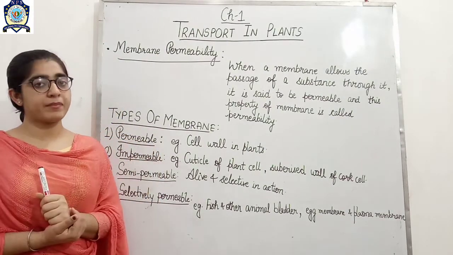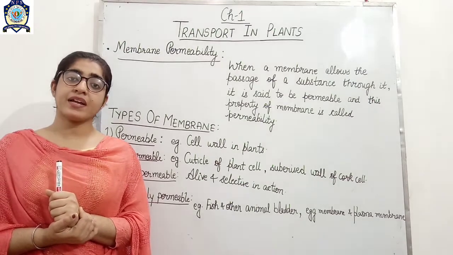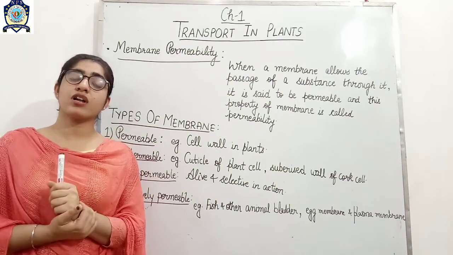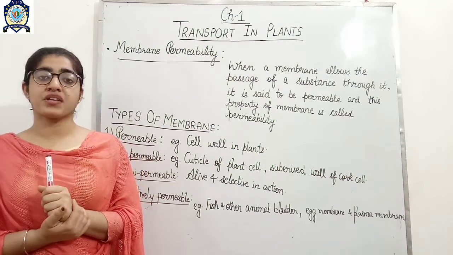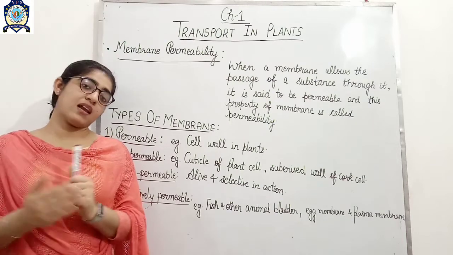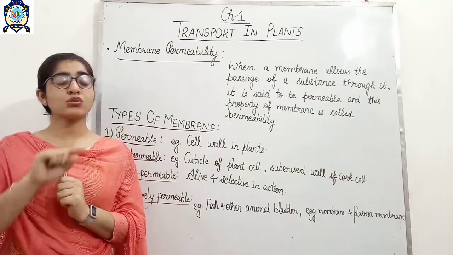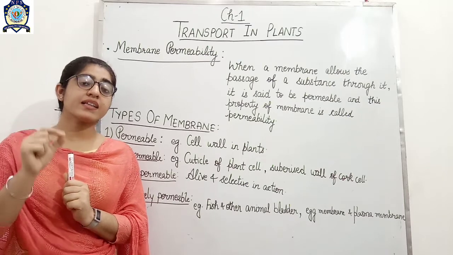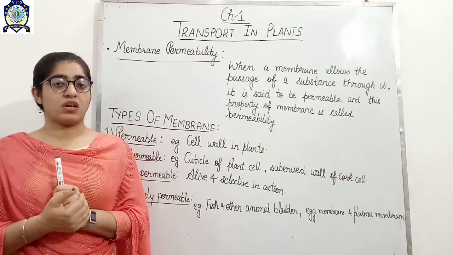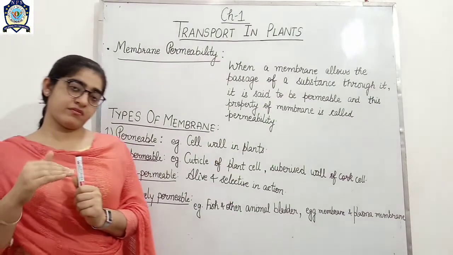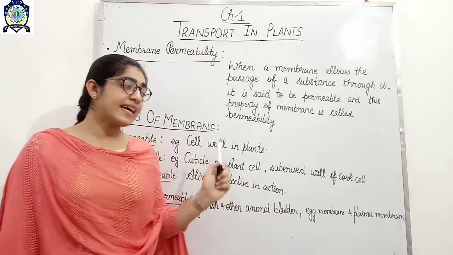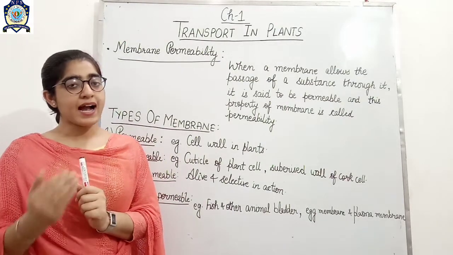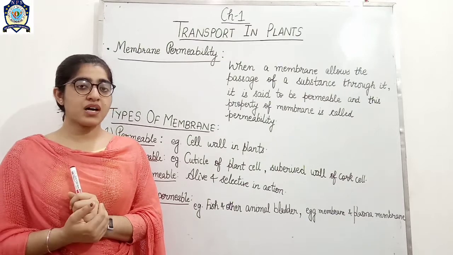One is permeable. A permeable membrane is a membrane which allows free movement of water and other solutes in and out of the cell. For example, the cell wall. As you know, outside the plasma membrane there is another layer called the cell wall, and that layer of the plant cell is permeable in nature, meaning it allows the free movement of water and other materials into and out of the cell.